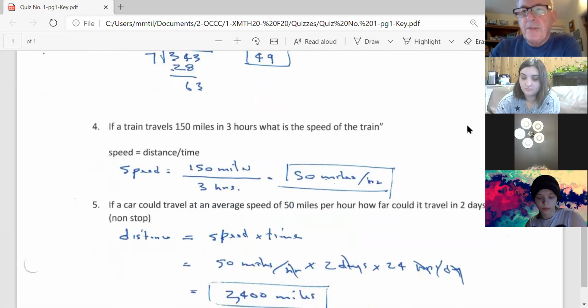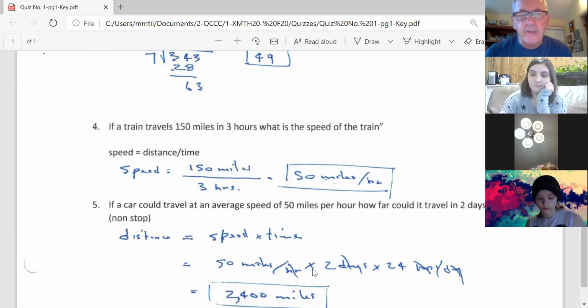The next one, I just did it to make sure you understood. If a car traveled at an average speed of 50 miles per hour, how far could it travel in 2 days? Non-stop, okay? It's not a realistic problem, but it's a problem. So in this case, distance is equal to speed times time. And most people were able to get that, okay?